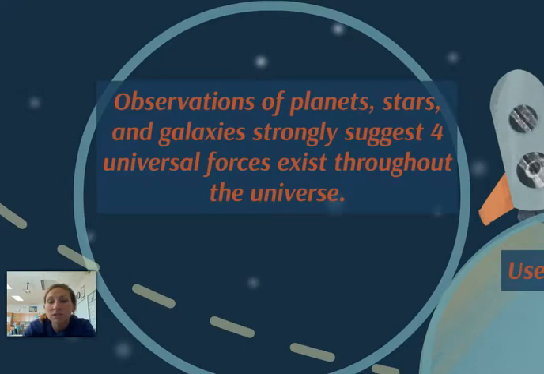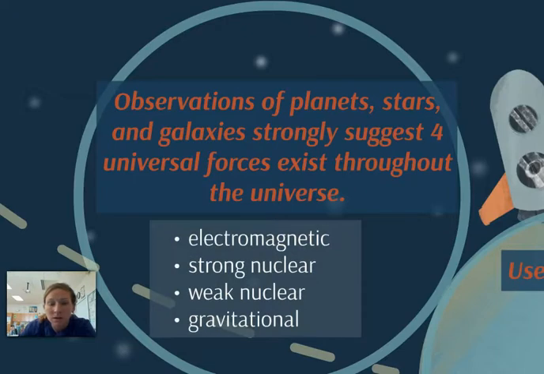The observations of our planets, stars, and galaxies strongly suggest that there are 4 universal forces that exist throughout the universe. We've touched on some of these forces already throughout the chapters we have been working on, but we haven't really pointed them out or talked about them in much detail. They are electromagnetic forces, strong nuclear and weak nuclear, which were actually spoken about when we talked about atoms, and then gravitational, which is what we're really focusing on right now.